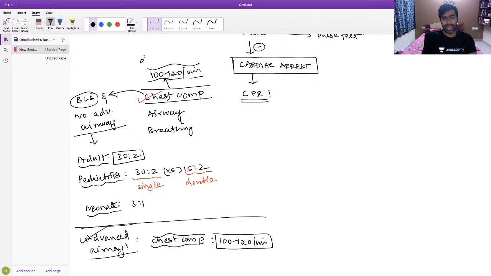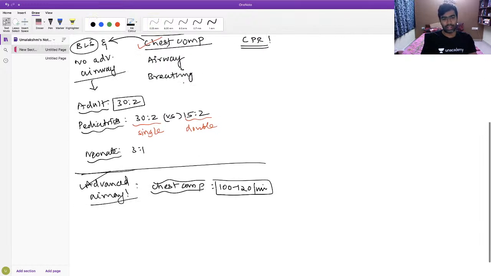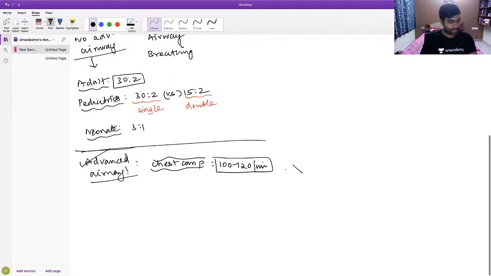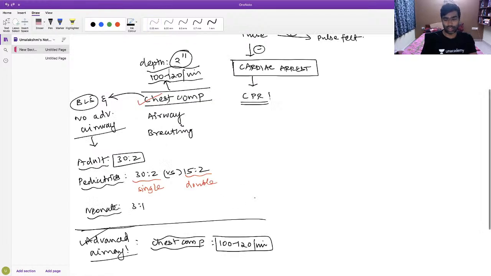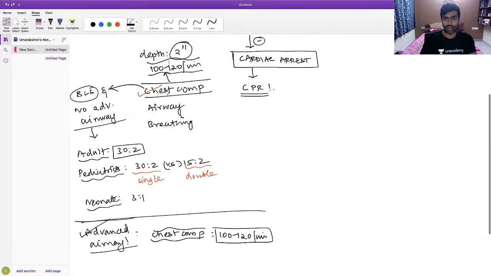At the same time, we need to know the depth of compressions as well. As far as the depth of compressions is concerned, it is typically 2 inches, which has not been changed. That is approximately 5 centimeters, which has not been changed at all. Similarly, the optimal depth of compression as per the update is also 2 inches. There is not much change with regard to that.